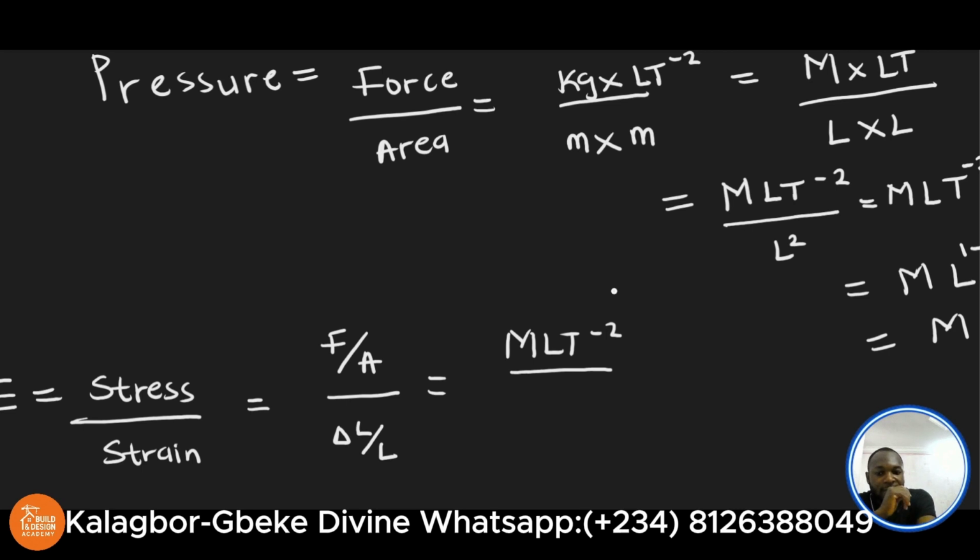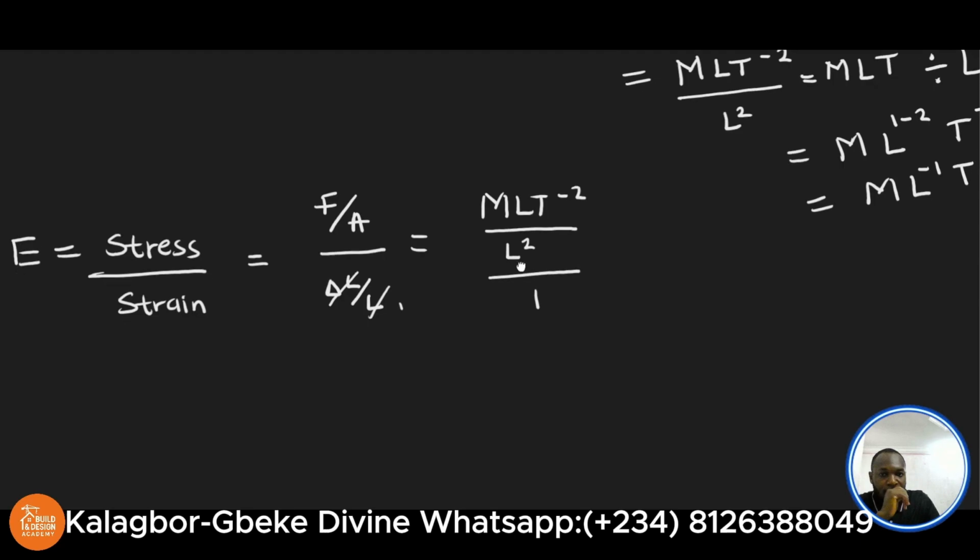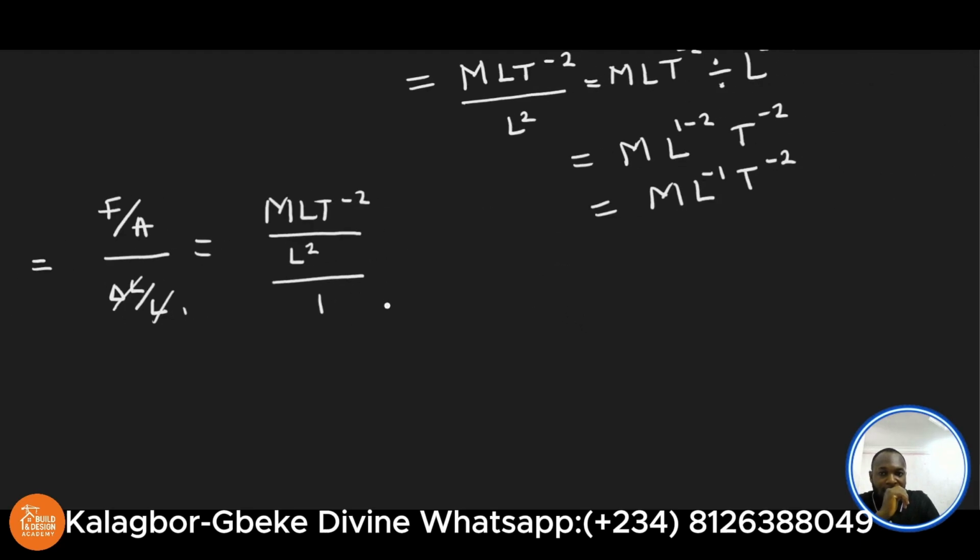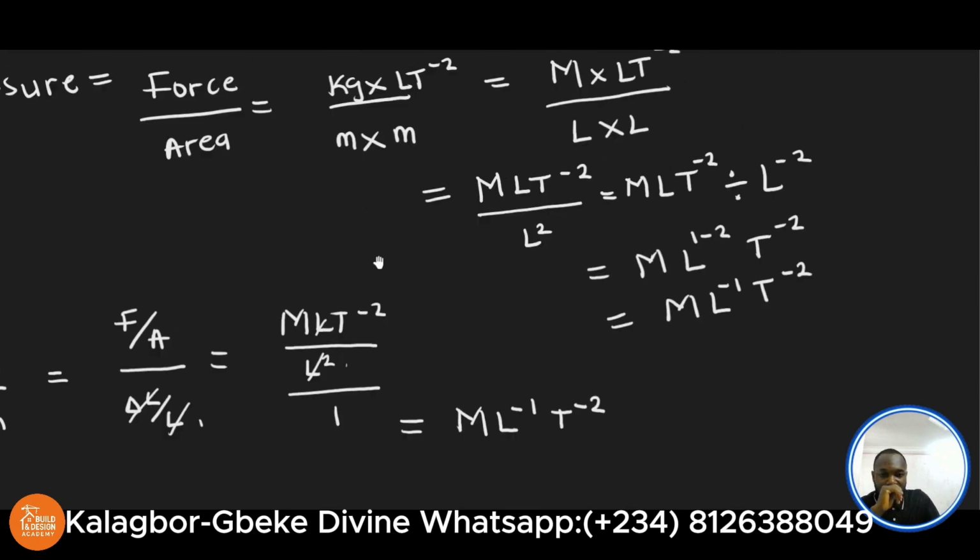Okay, let's just write it at once. Force over area, pressure, over L square. This is dimensionless: L over L cancels, and we'll be left with 1. So Young modulus will be the same thing as pressure, which is M L raised to the power 1 minus 1 and T raised to the power minus 2, because now this will cancel out this. So 1 will cancel out 1 here, and here we'll be left with just 1 L. So we'll now have M L raised to the power minus 1 and T raised to the power minus 2.